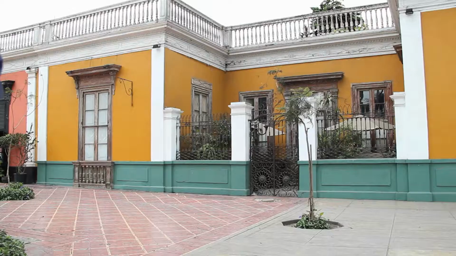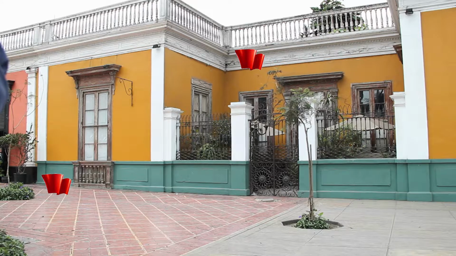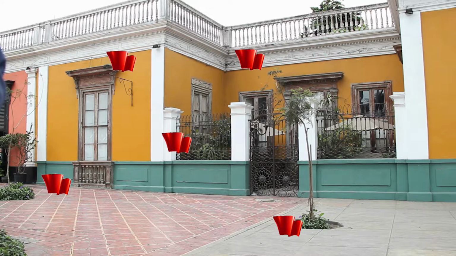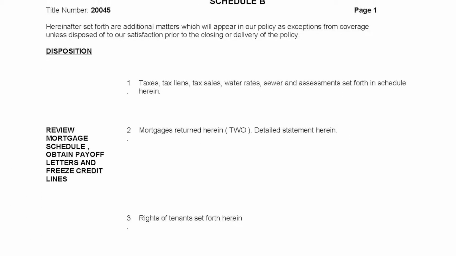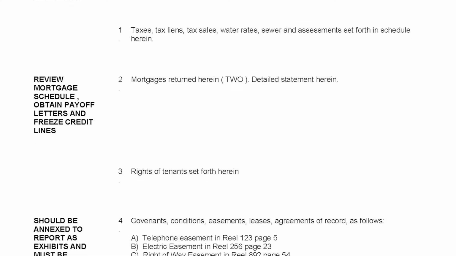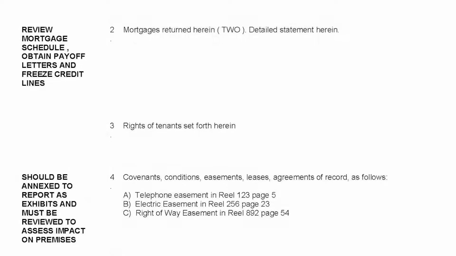The Schedule B is the portion of the report that lists the title exceptions that will be included as exceptions in the final policy unless they are cleared prior to closing. Every issue, every encumbrance, every potential problem that might pose a significant risk to title is listed here. There are so many possible exceptions that could be listed in a Schedule B that it would be impossible to try to list or explain them all.